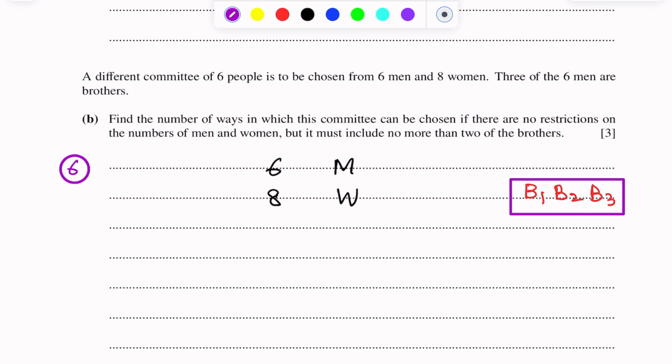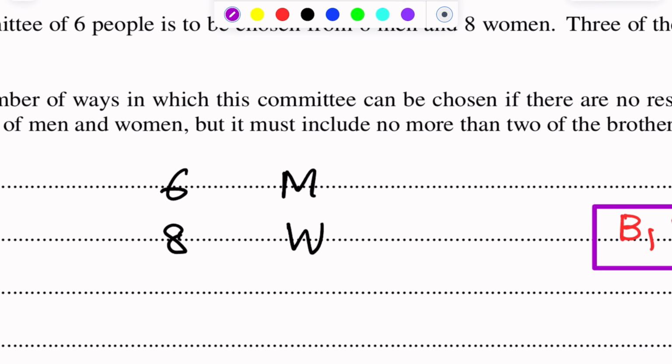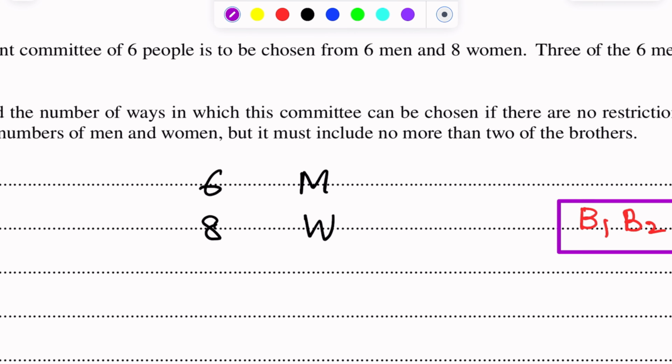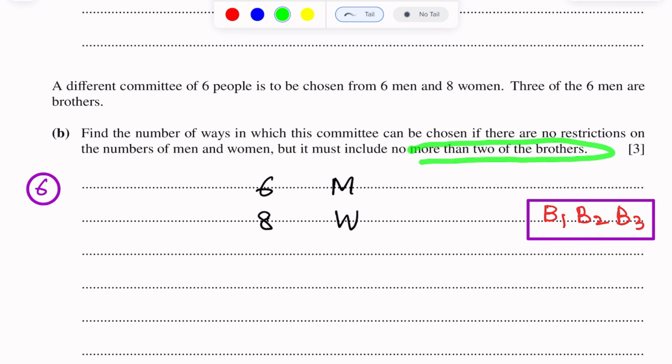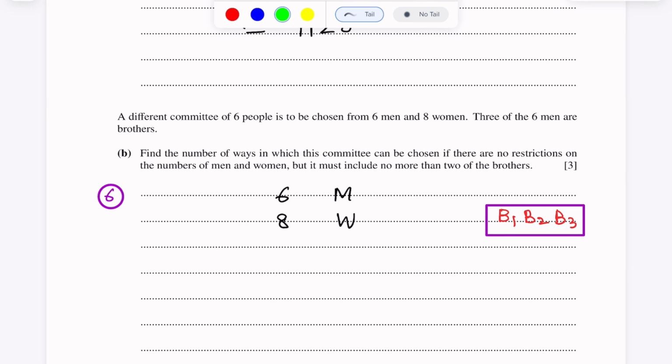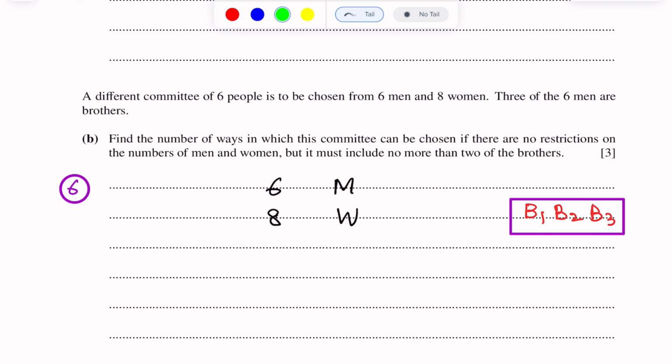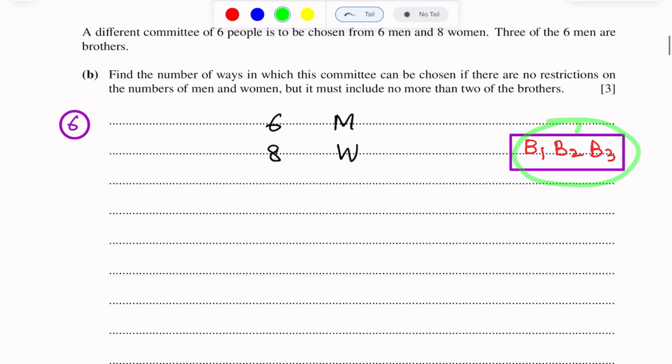So we will take no more than two of the brothers. This means that we can take two or one or none from these three brothers. There are three options.